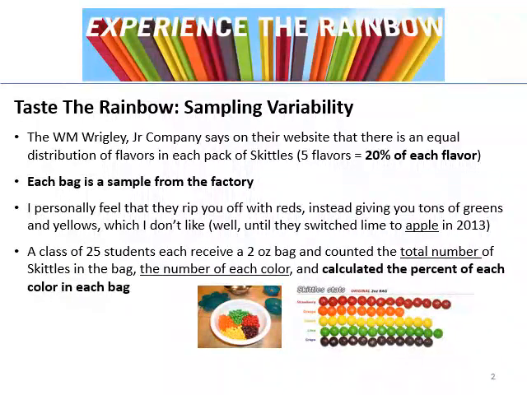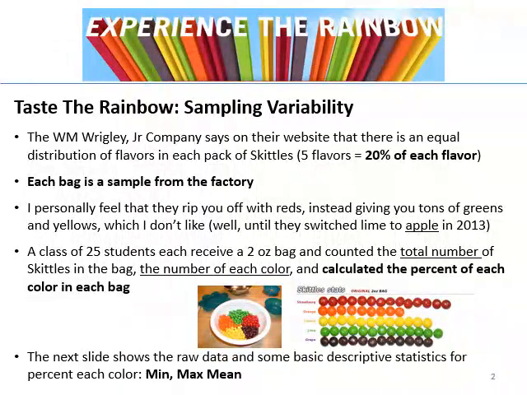So in a class of 25 students, because you can't do it with you guys, they counted the total number of Skittles in each bag, the total number of each color in each bag, and they calculated the percent of each color. And in particular, the expectation here is that you get 20% unless the Wrigley company is lying, which wouldn't be a shocker. The next slide shows for this class the min number that was in each bag, the max number in each bag, and the mean.